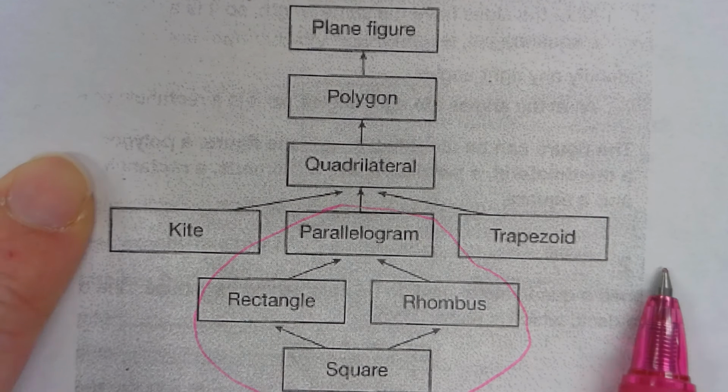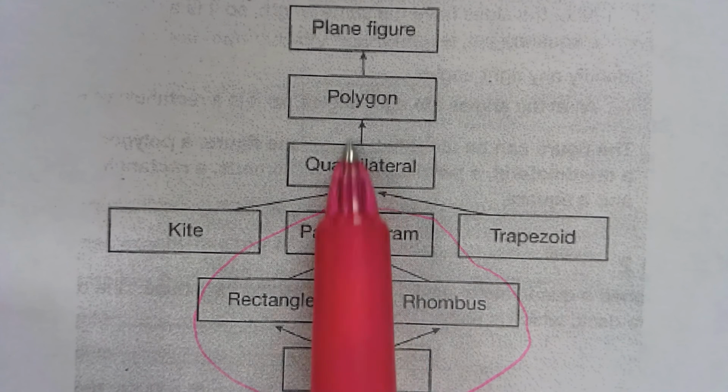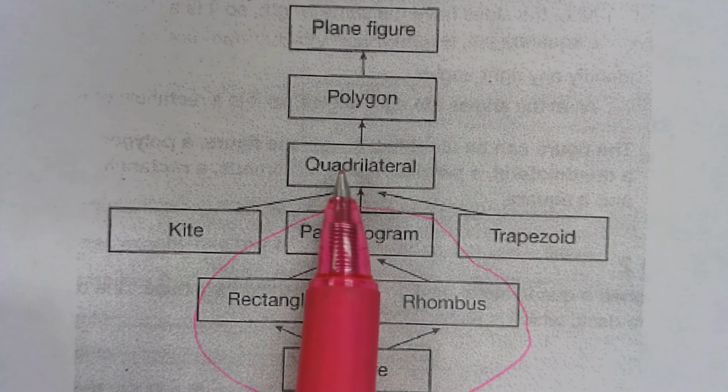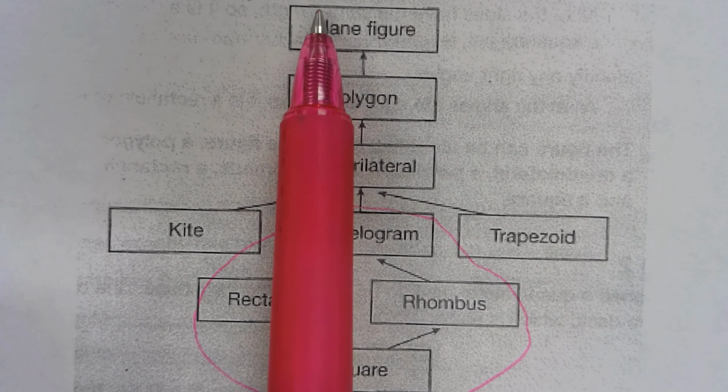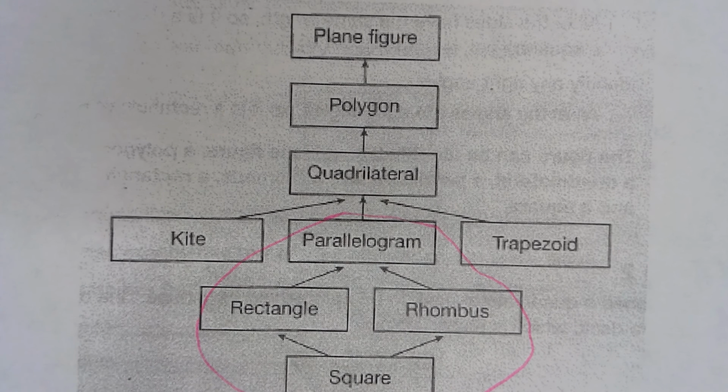So no, it's not a kite and it's not a trapezoid. Notice there's no arrow that goes to kite or to trapezoid, but it does fit the definition of all of these things. So though the most specific name I can give to a shape may be a square, the truth is that a square is also a rectangle and a rhombus and a parallelogram and a quadrilateral and a polygon and a plane figure. So that is what we're going to practice now. Not just what is the most specific name that you can give to a shape, but what are all the names that you can give to a shape.